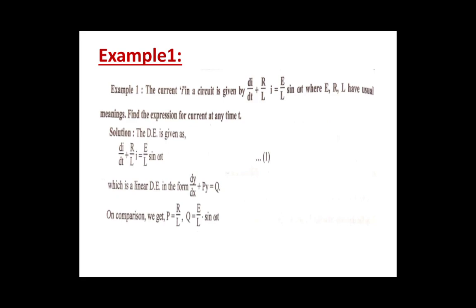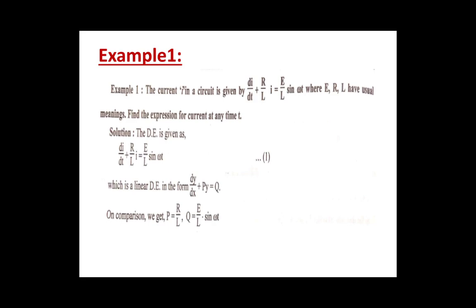In today's video we are going to solve some examples based on differential equations. Sometimes the equation is already given and we just have to solve that equation. So the question is: the current I in a circuit is given by dI/dt + (R/L) I = (E/L) sin ωt, where E, R, L have the usual meaning. Find the expression for current at any time t.